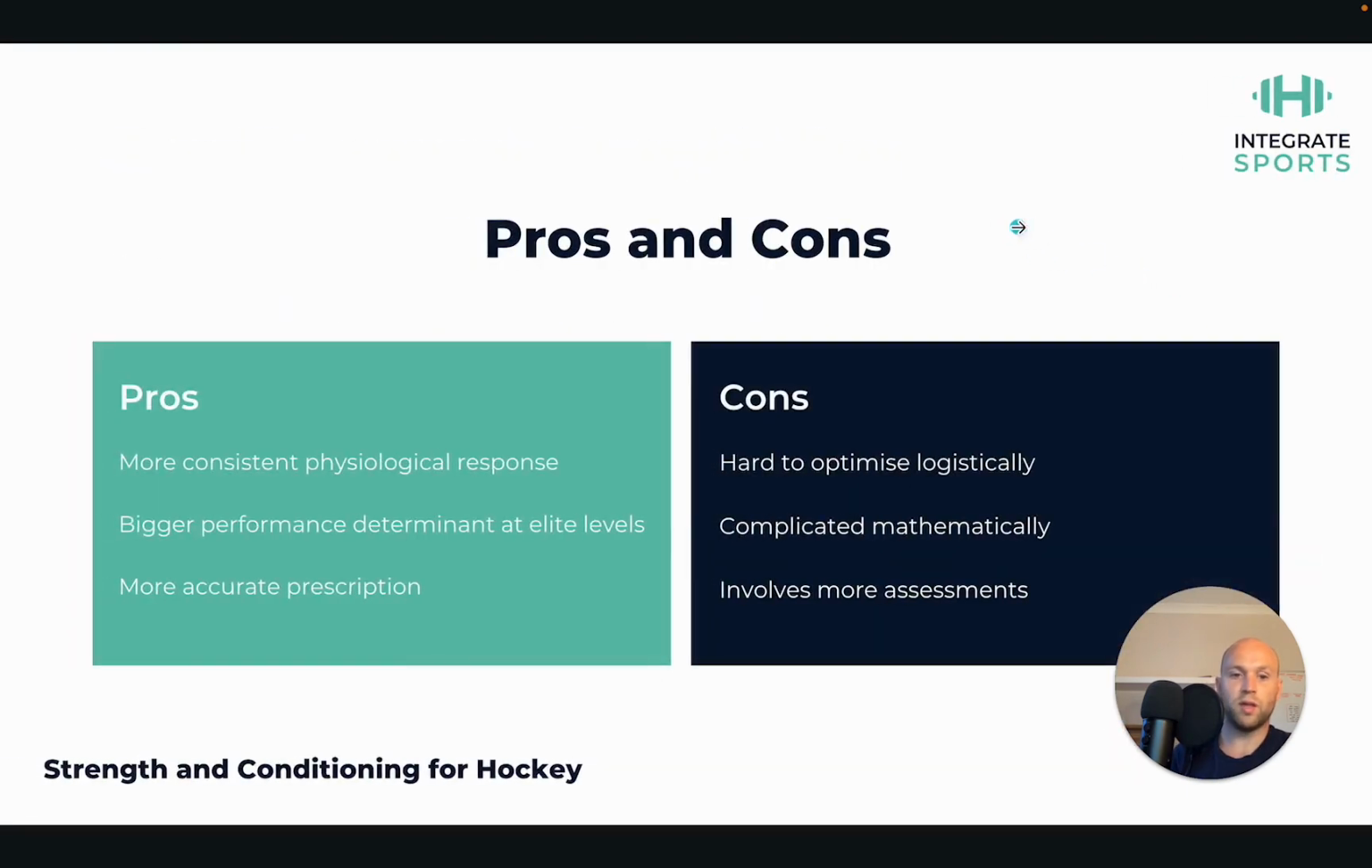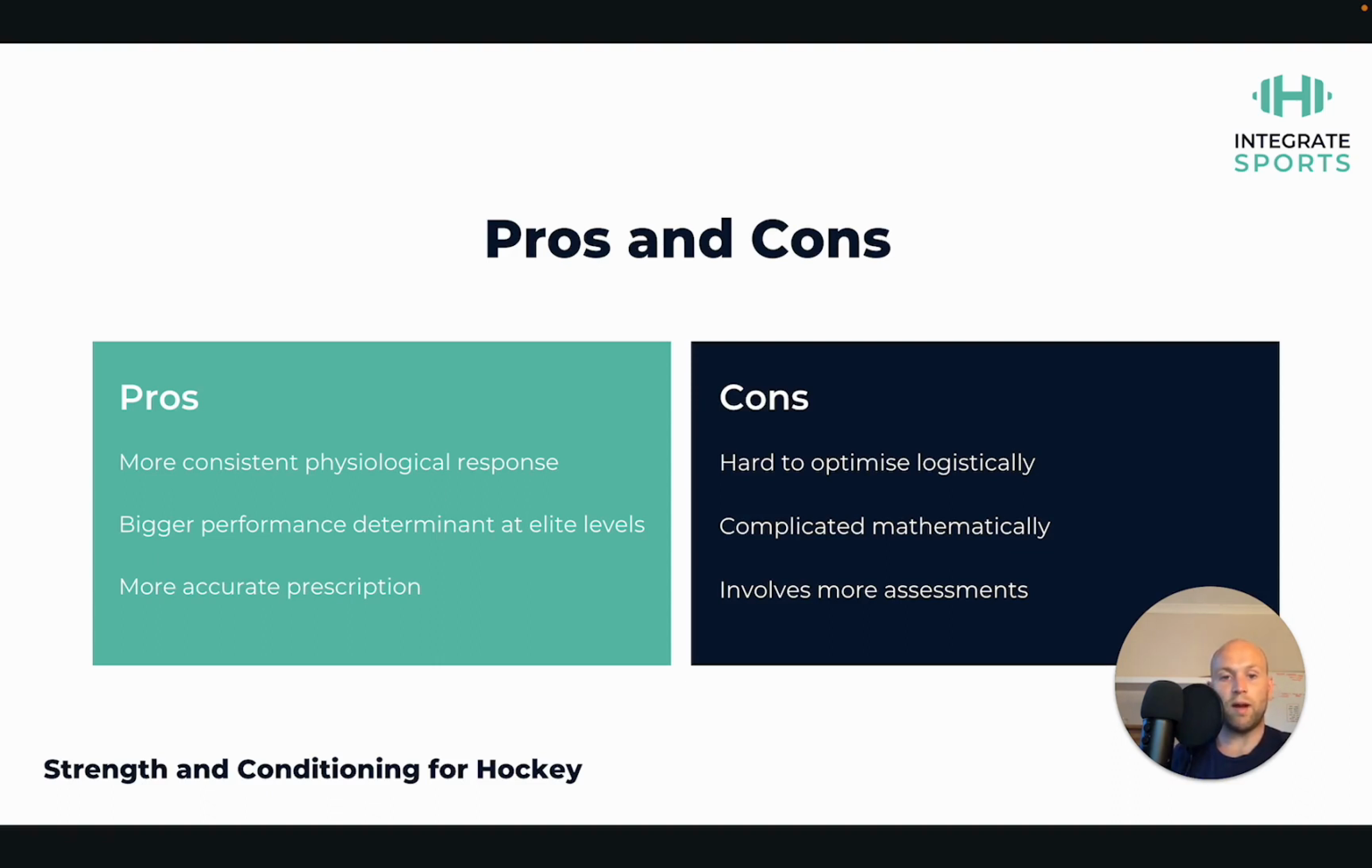Okay, pros and cons. It's essentially the flip side of just using mass. It is more consistent physiological responses, as we've said, so people will respond, generally speaking, more uniformly when we've got that accounted for. There are bigger performance determinants at elite levels, so if you are working at elite level, then ASR is probably going to be a bigger impactor on performance. It's going to give more accurate prescription because it actually accounts for top sprint speed, which, as we've already ascertained, is very, very important.